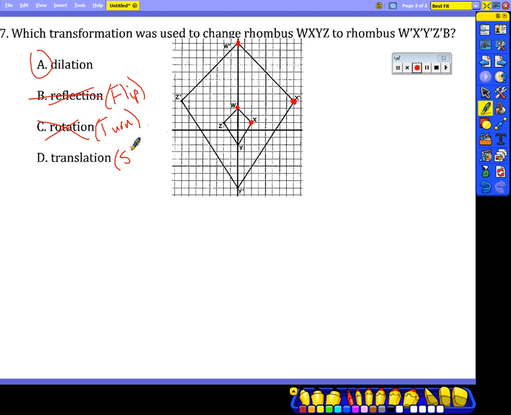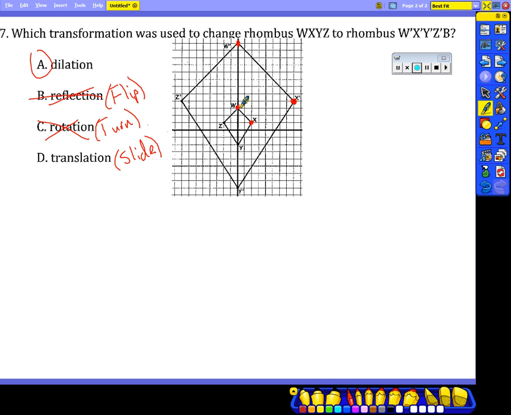Translation, what this means is slide. Okay? Now, you might say, well, look, W slid up and X slid to the right and up and Z and so forth, okay? Now, when we say slide, for a translation to have happened, every single point has to slide the exact same way, okay? And what you'll learn is that a slide, a translation, does not change the shape. And it does not change the size. It stays congruent.